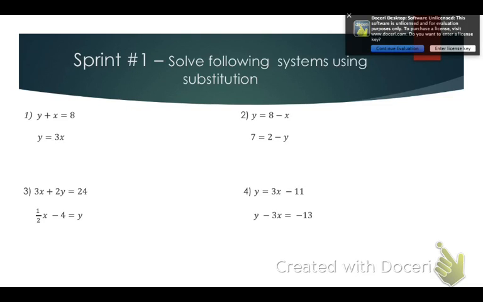You'll have 5 minutes to solve these 4 systems. Feel free to hit pause while you write the systems down.